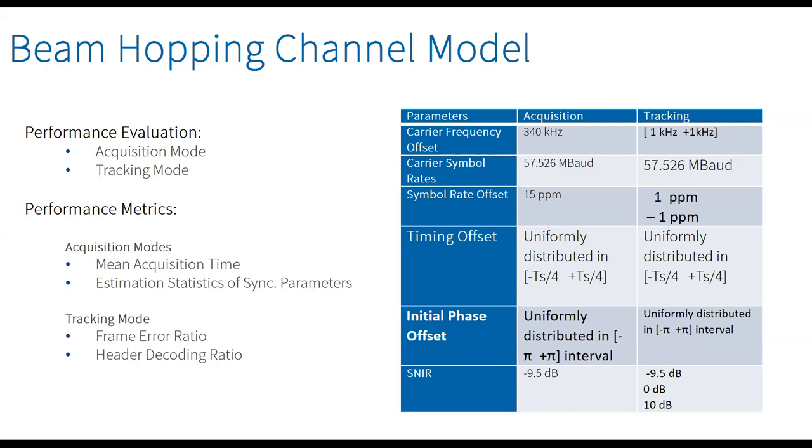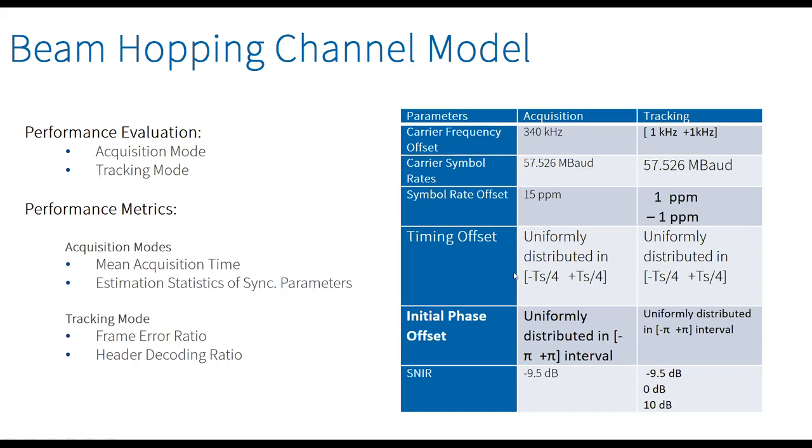how a user terminal can follow on to keep the tracking. For this, a set of parameters were suggested that you see on this plot in this slide. You appreciate the difference between the acquisition and tracking in certain values. For example, when you're talking about frequency offset uncertainty, for acquisition we are expecting a much wider range than the tracking, and this is reflected the same for the symbol rate offset and other values.